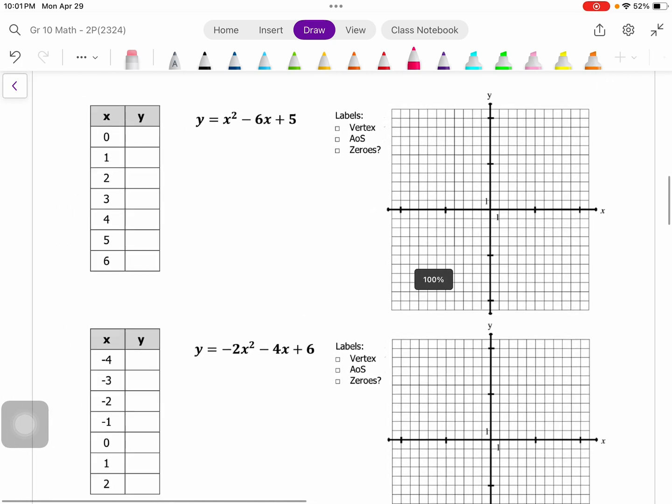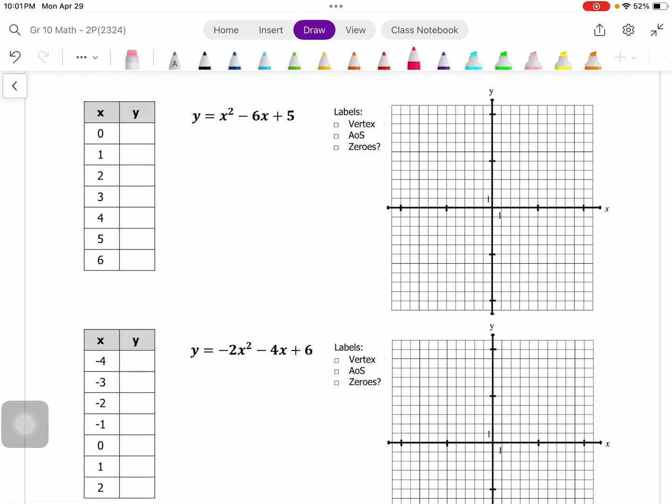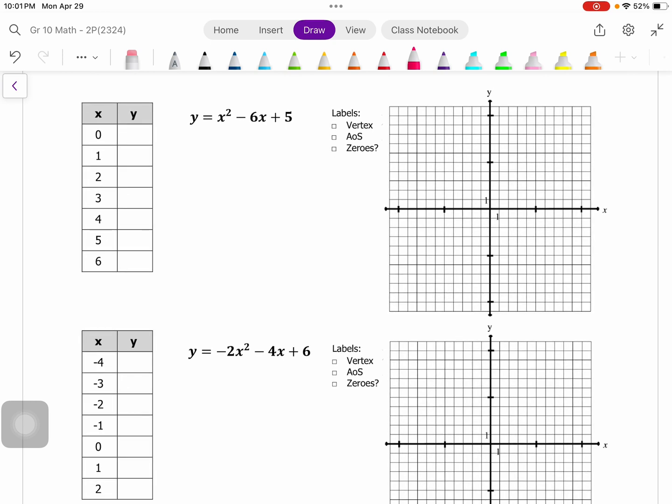Okay, so this next question we have y is equal to x squared minus 6 times x plus 5. So for each question, whatever x is, I'm going to square it, then subtract 6 multiplied by x again, and then add 5. So this is going to be the same all the way down. We're just going to have different values of x each time.